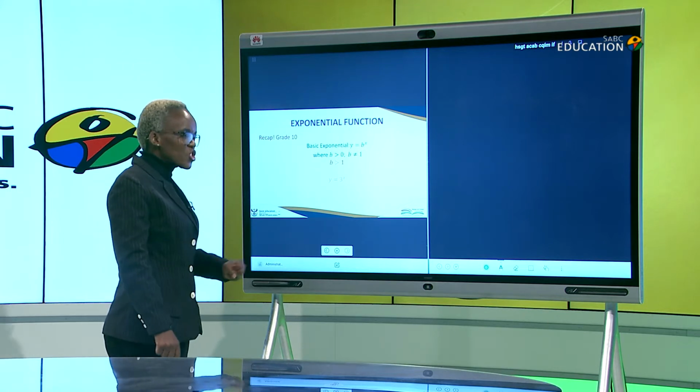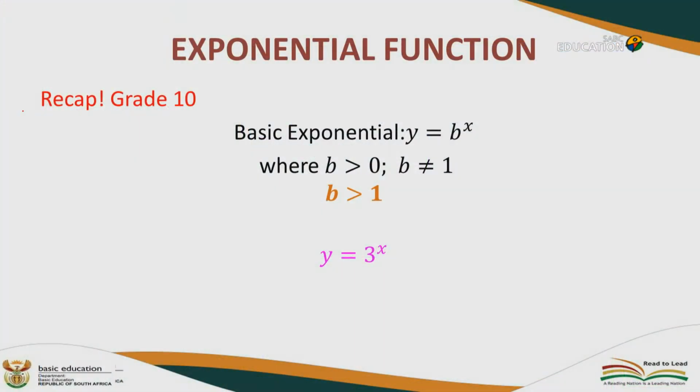Now, this is just a recap of grade 10 content, where we are looking at the basic exponential graph. Our basic exponential graph is y equals b exponent x, where b stands for a value, it's a constant. And our b is greater than 0, and b is not equal to 1.